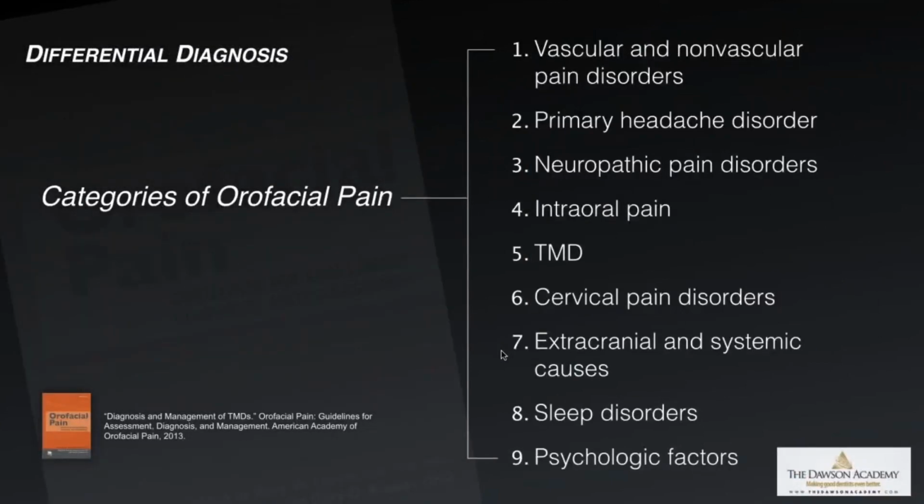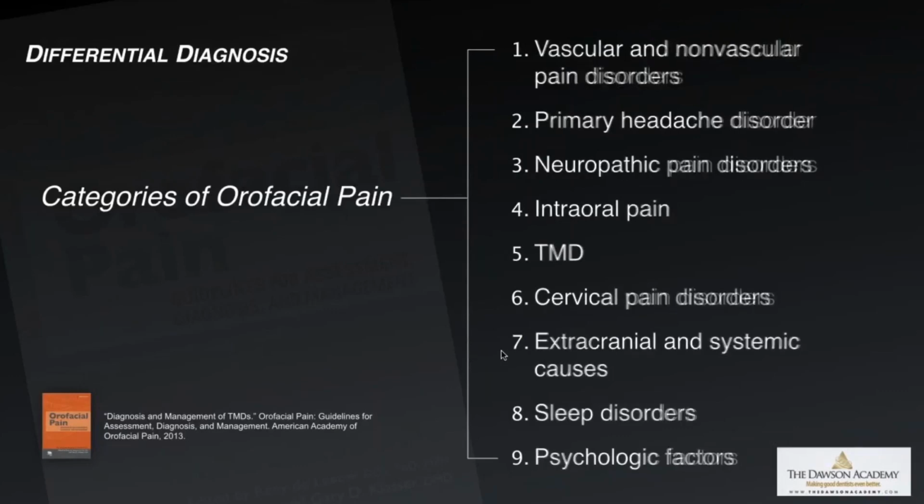We tend to kind of back up a little bit and look a little farther outside and then go in. So we're going to talk about these categories of orofacial pain. So basically, if we think about what are all the sources or potential sources of pain from the shoulders up that could cause a patient to be symptomatic. We can have vascular, non-vascular pain disorders, primary headache disorders, neuropathic pain disorders, intraoral, TMD, cervical pain, extracranial and systemic causes, sleep disorders, and psychological factors. So there's a lot that's going on here.